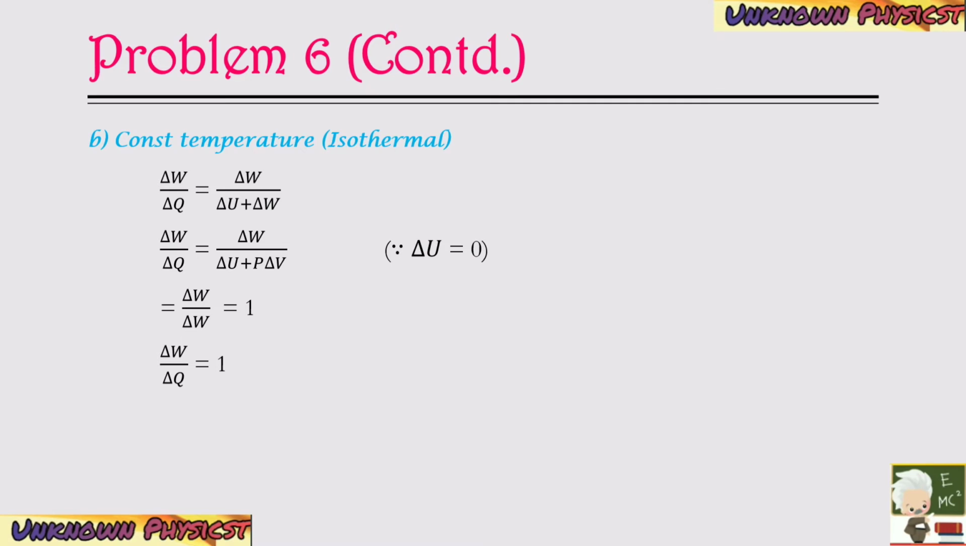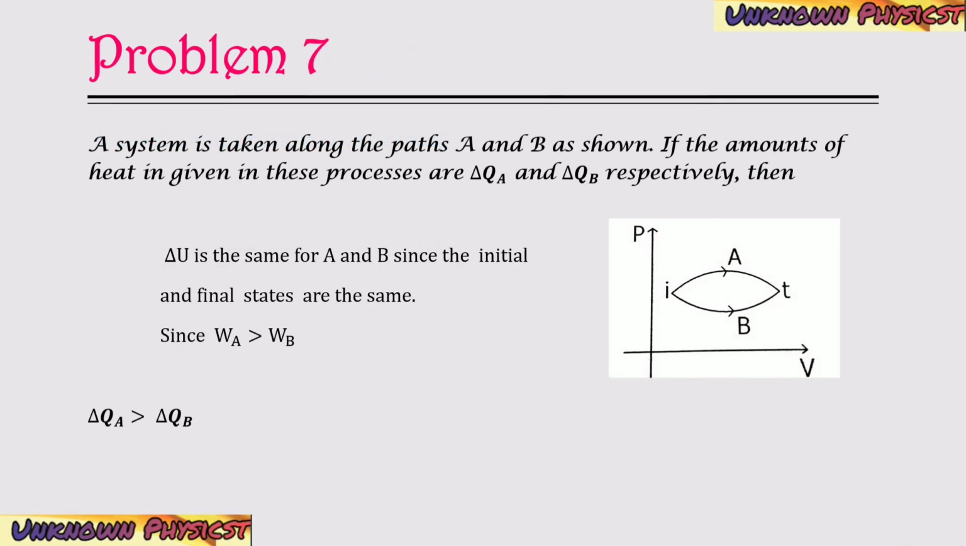And let us go to our next problem. A system is taken along the paths A and B as shown. If the amounts of heat given in this process are delta QA and delta QB respectively, then they are asking. Actually this is an MCQ, I have not given the options. So look here, delta U is the same for both A and B because the initial and final states are the same for this process. So the work done by A will be greater than the work done by B by that area. So delta QA will be greater than delta QB.